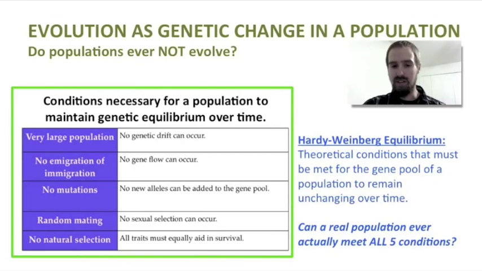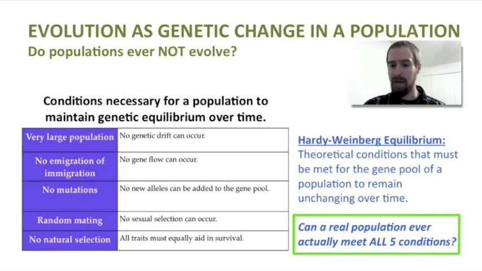But ask yourself, is it really possible for an actual population to meet all 5 of these conditions all the time? No way, not a chance. And even if one of these conditions is not met, it means that alleles could be added or removed from the gene pool, and this could result in survival advantages for some individuals, and there begins the process of evolution, even if it may proceed incredibly slowly.